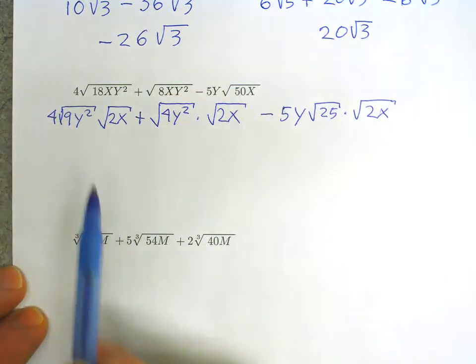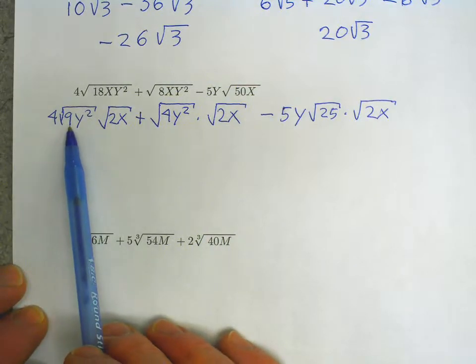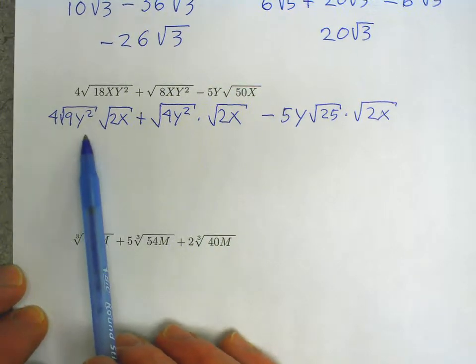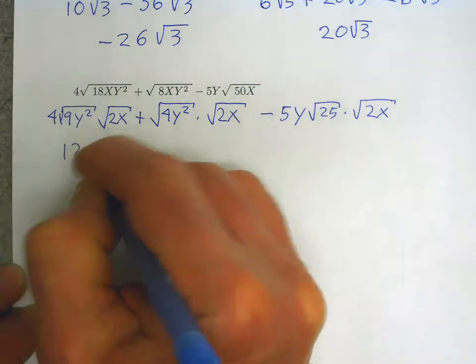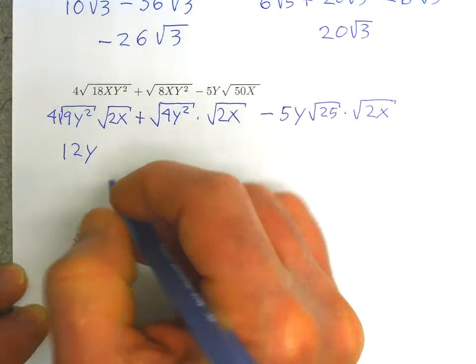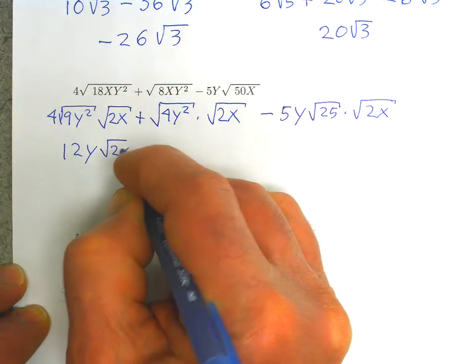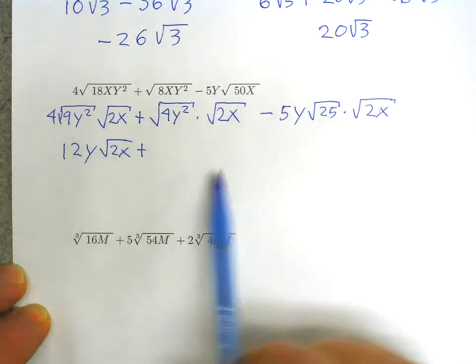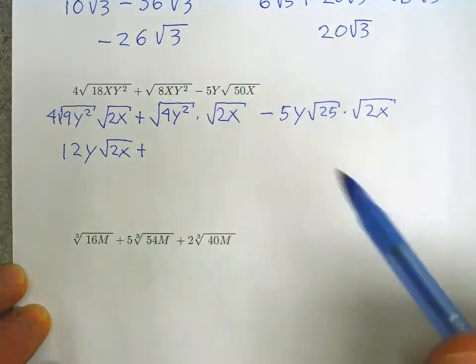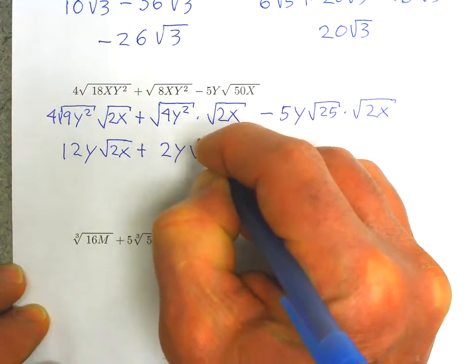Okay, we'll simplify the square roots of the perfect squares. The square root of 9y to the second is 3y, and 4 times 3y is 12y. So on this first term on the left, we have 12y times the square root of 2x. In the next term, the square root of 4y to the second simplifies to 2y. So we have 2y times the square root of 2x.